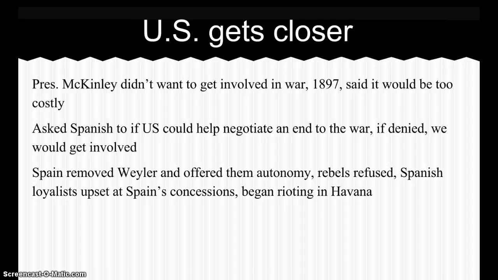What Spain does, guys, fill in, is Spain removes General Weyler and does offer them autonomy. But I put down for you that the rebels refuse this offer. There were actually even Spanish loyalists, people in Cuba who are loyal to Spain as the mother country, and they're upset at Spain's concessions to the rebels. And so they begin, I put a blank there for you, they begin rioting in Havana. And this is another spark to know.